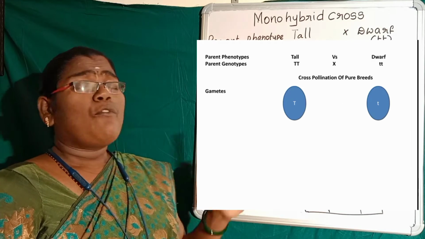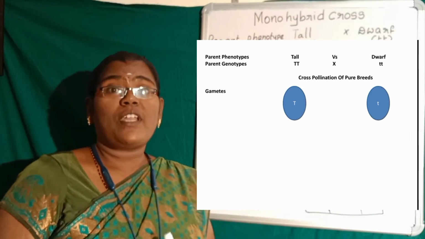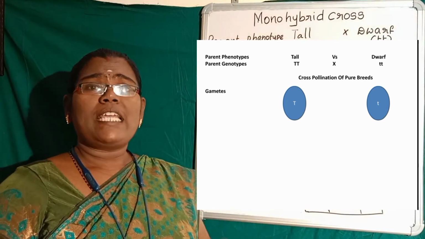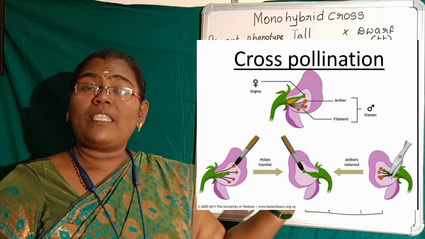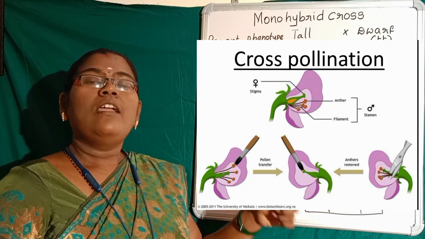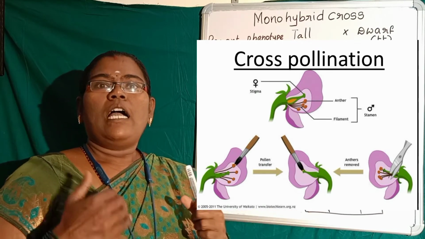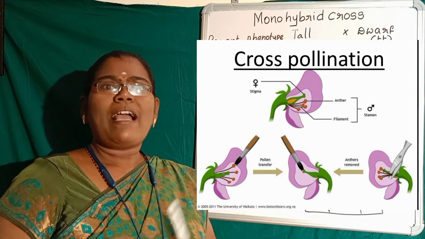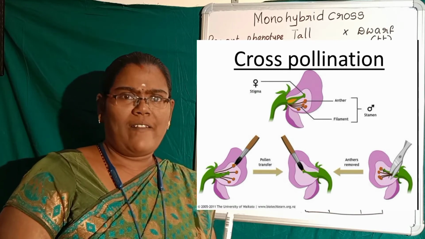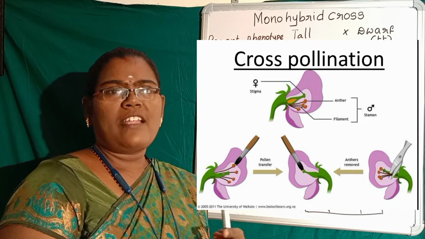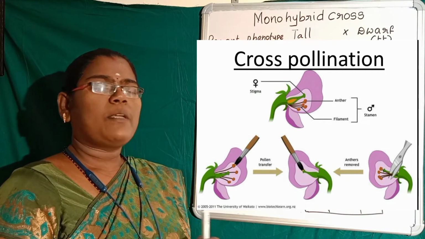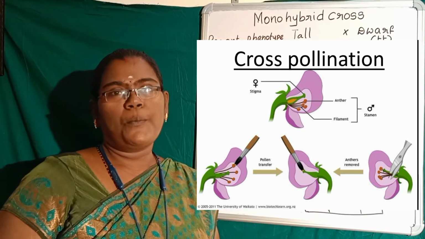Next, what are we doing? The hybrid cross. We go for a cross pollination of these two pure breeds. Why? Because the pea plant goes for self pollination. That's why we perform cross pollination by doing an emasculation process. In emasculation, we remove the anther from a flower, and with the help of another flower's anther, we transfer the pollen grains to that particular carpel. Like this we perform the cross pollination between these two pure breeds.